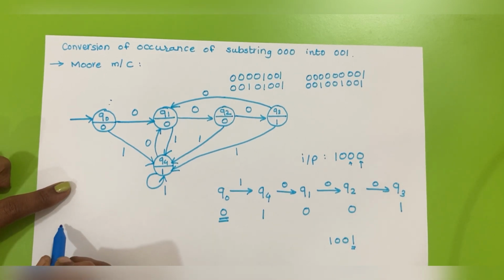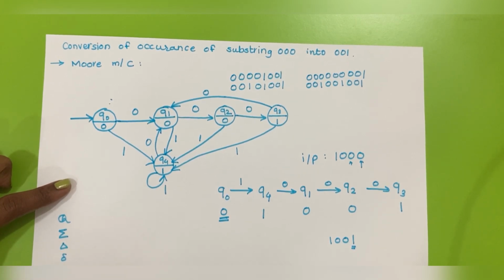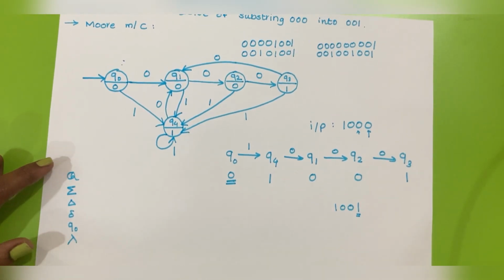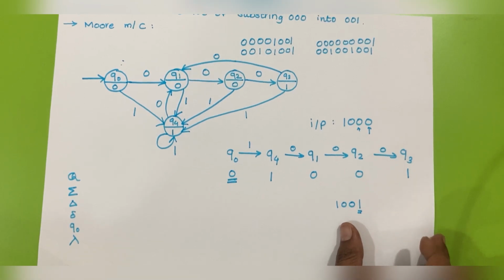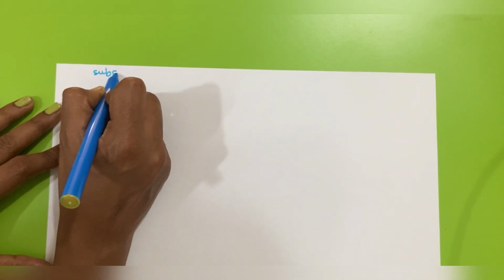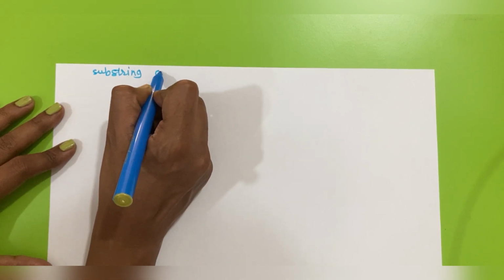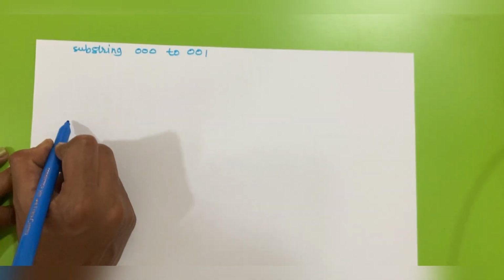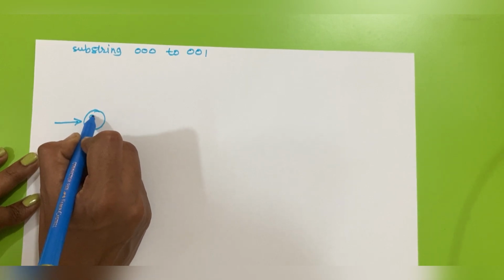Here you should mention all the tuples, that is Q, sigma, triangular delta, delta, Q0, and lastly lambda. Now we'll see how to draw the Mealy machine for the given problem. Again, the problem is that we have to convert the substring 000 to 001. First we will start with the initial state, that is Q0.